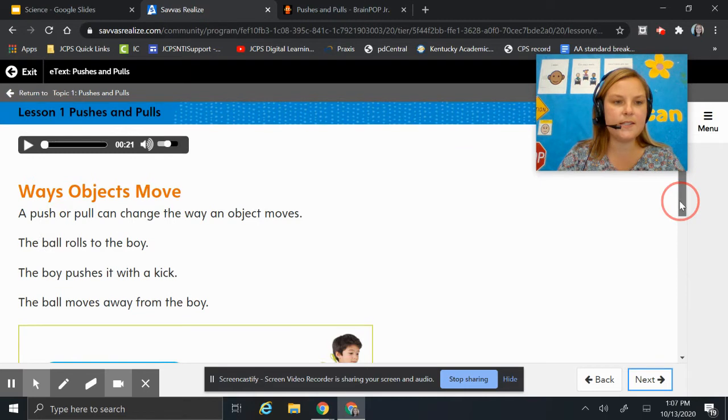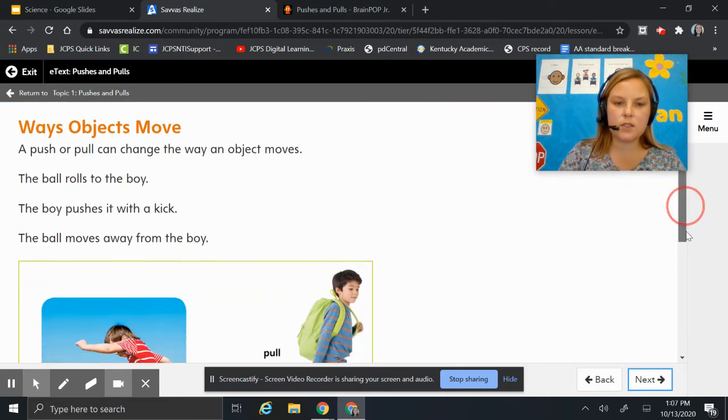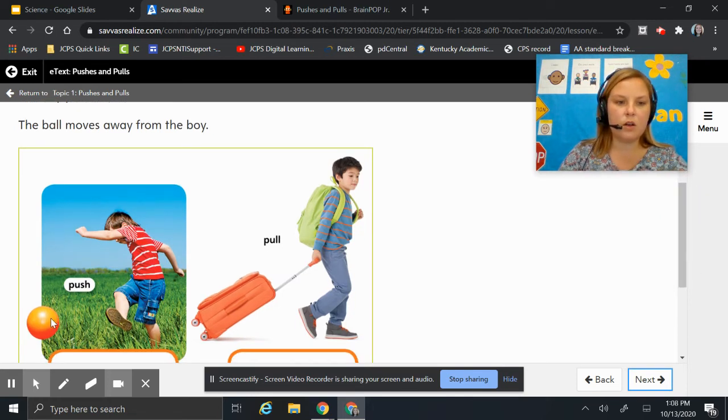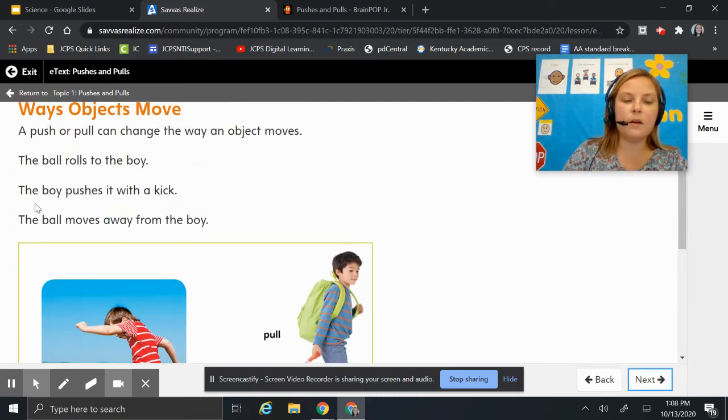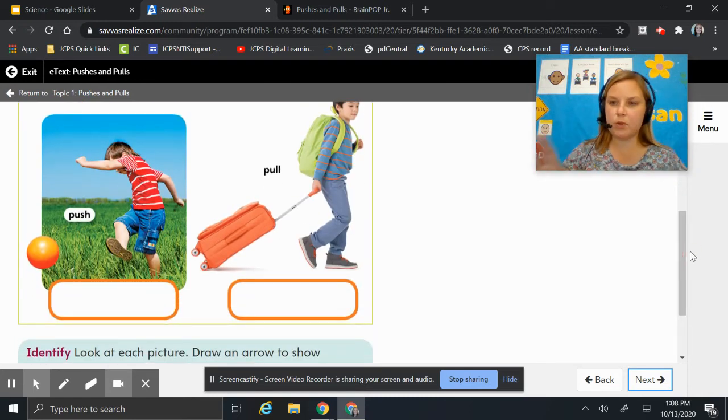All right, this says ways objects move. A push or pull can change the way an object moves. The ball rolls to the boy. Let's see if we see it. Oh, there it is, right there. You see the ball? The ball rolls to the boy, and he's getting ready to kick it. Then it says the boy pushes it with a kick. The ball moves away from the boy. Remember, he's pushing with his feet. It doesn't have to be your hands. You're pushing something away.